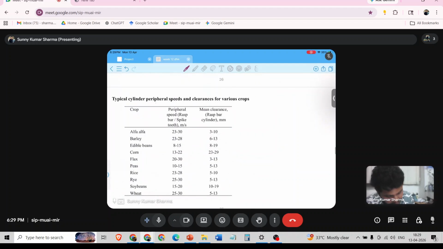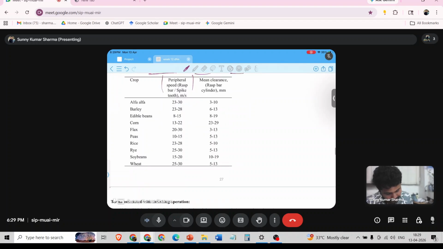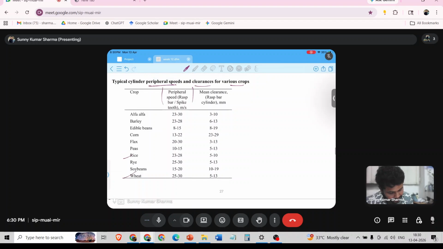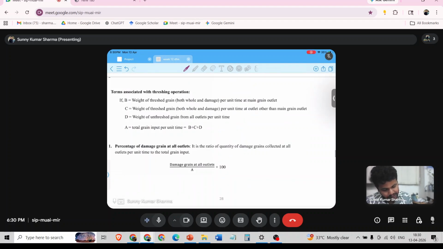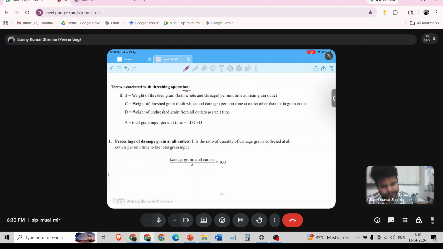Next thing is typical peripheral speed and clearance. This is the table for typical peripheral speed and clearance for various crops. Suppose rice and wheat, we can see for rice peripheral speed allowable is 23 to 28 meter per second and clearance should be given 5 to 10. So this table you can see. So next thing is terms associated with threshing operation.